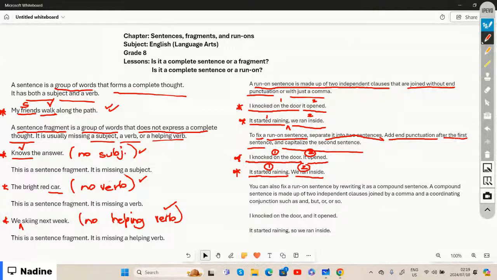But you can also fix a run-on sentence by rewriting it as a compound sentence. A compound sentence is made up of two independent clauses that are joined by a comma as well as a coordinating conjunction. Our coordinating conjunctions are words such as and, but, or, and so.